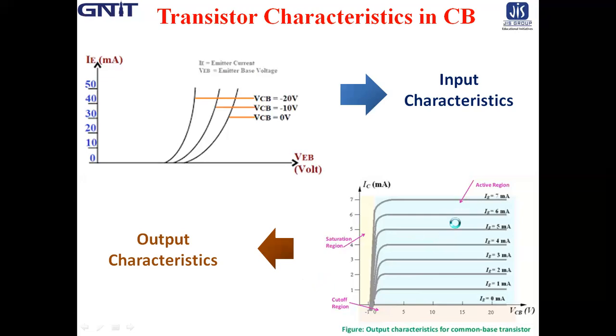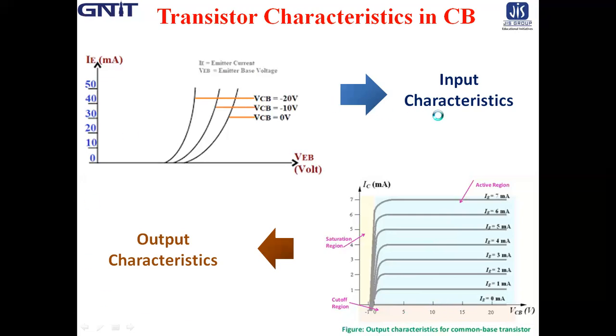Now in the active region, the emitter base junction is forward biased and the collector base junction is reverse biased. That means VEB less than 0 and VCB greater than 0 for NPN transistor. And in the cutoff region, both emitter base junction and collector base junction are reverse biased. That means VEB greater than 0 and VCB also greater than 0 for NPN transistor.